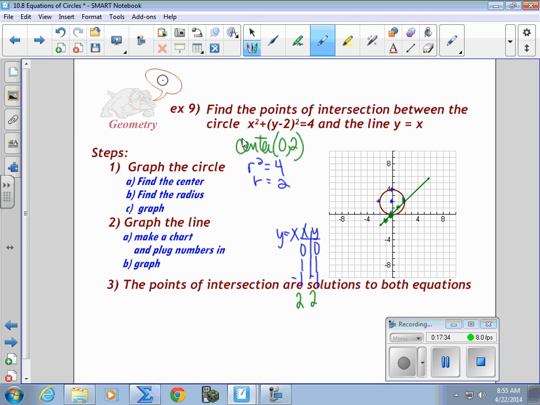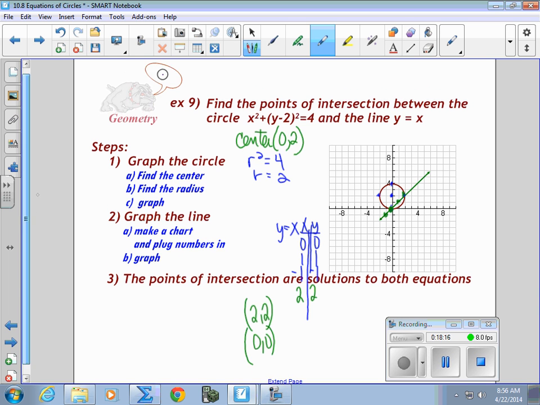So we see that the points of intersection on our circle and our line, so where our line and our circle intersect, are 2, 2, and 0, 0. We know that those are points on our line because we plugged them in our chart. But if we plug these same numbers in our circle equation, we'll see that the equation is true.